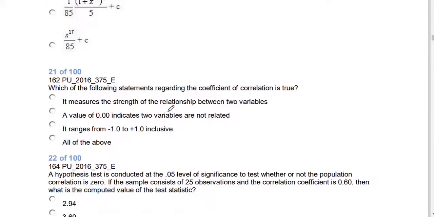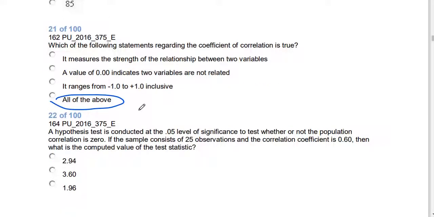Which statement regarding the coefficient of correlation is true? A measure of the strength of the relation between two variables. A value whose range is from minus 1 to 1. Yes, all are correct. You can answer this type of question very quickly.